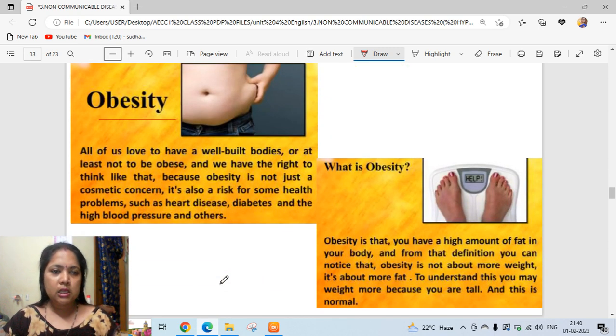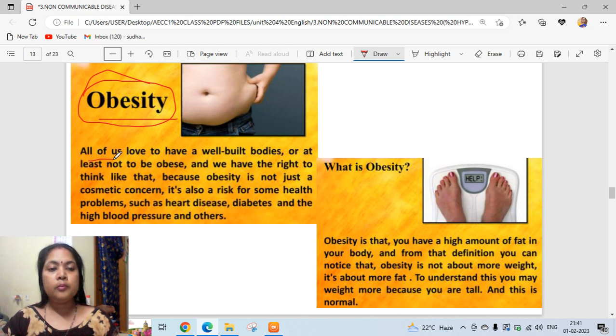Then let us see obesity. What are the causes of obesity? How can we measure obesity, that is, body mass index? Then what trouble it will put on our health, and then how we can check it. Okay. So obesity, as you are all very much acquainted with this term.